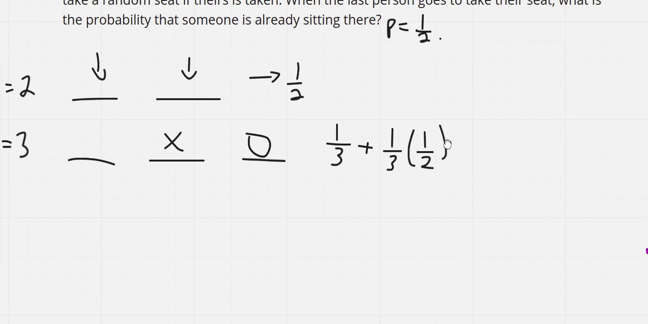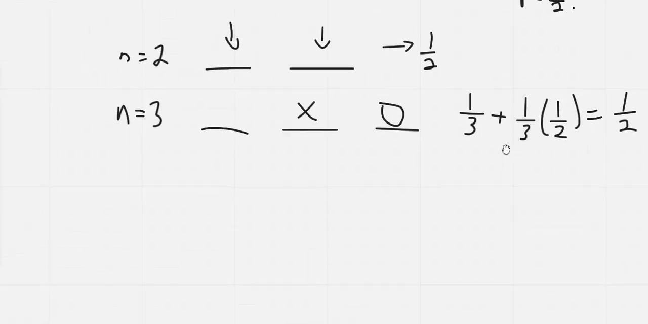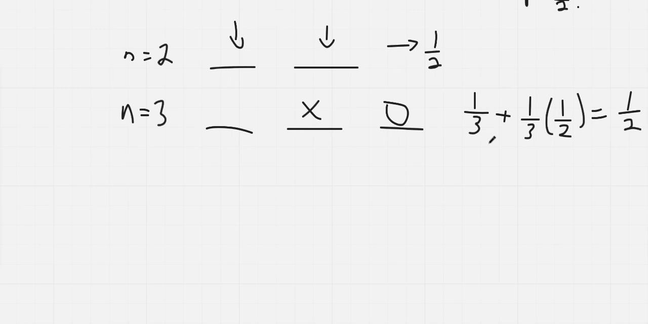And we can evaluate this. This is 1/3 times 3/2, which comes out to 1/2. So we sort of get some notion that it's going to stay equal to 1/2 all the time.